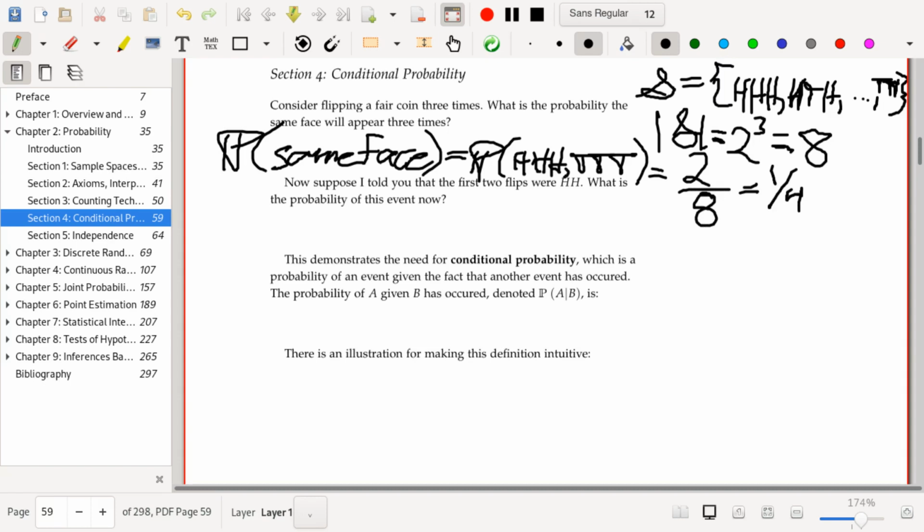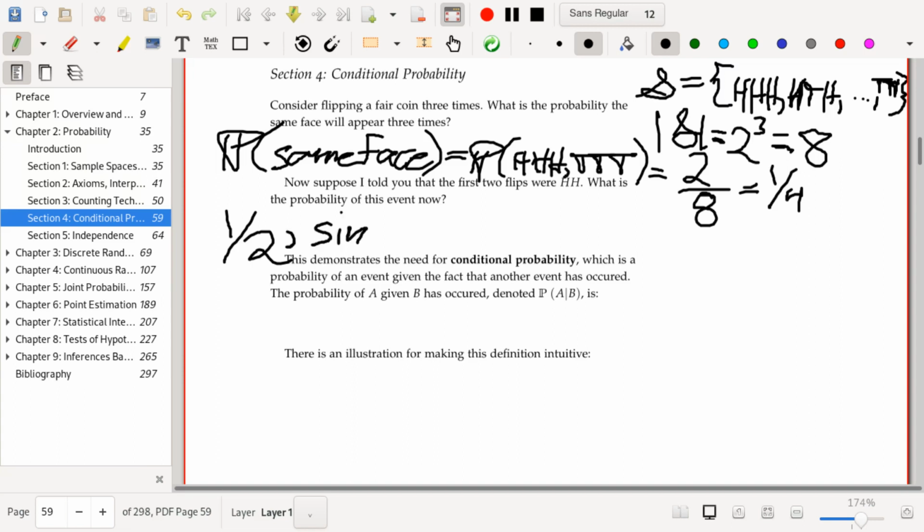Okay. Now suppose that I were to tell you that the first 2 flips were heads. What would be the probability of this event now? Well, you would probably argue that there's a 1 in 2 chance that if you know that the first 2 flips are heads, that you're going to get all flips of the same face, because while you have now excluded the outcome tails, tails, tails, in some sense, most of the work has already been done, and really all you need to do is calculate the probability that the last flip is going to be heads.